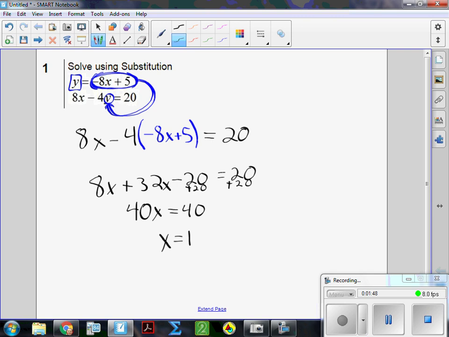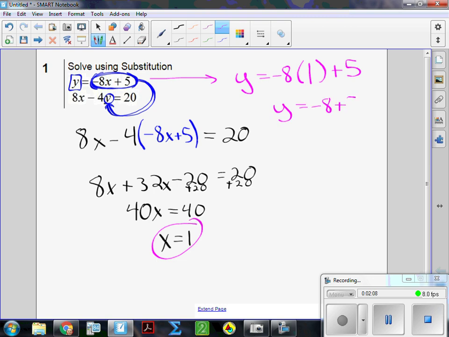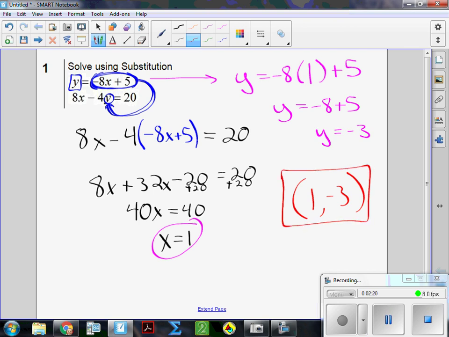The next step in your solving process is you're trying to find the value for y. Well, we already know from this equation that y is equal to negative 8 times x plus 5. X equals 1. So we're going to substitute that in for x. So y equals negative 8 plus 5, which is negative 3. So if you graph these two, your final solution would be the point 1 comma negative 3. That would be the point that the two lines intersect at.